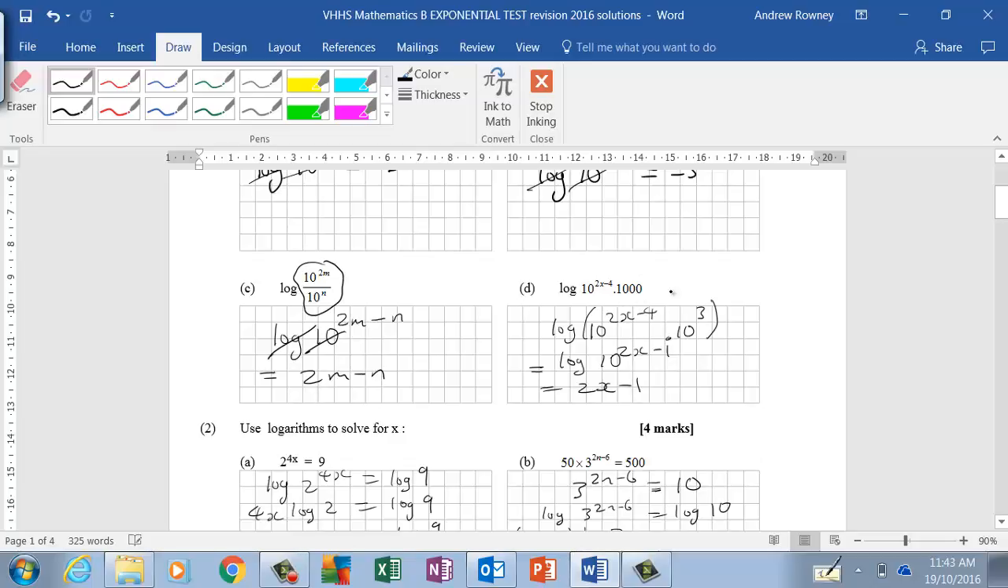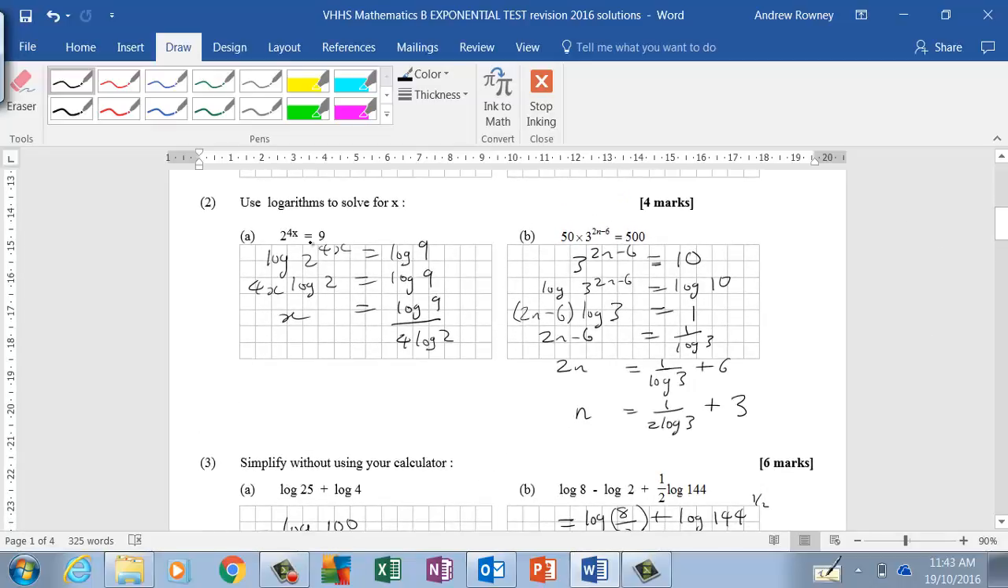Over here, the way this should be read is that there's a left bracket and a right bracket. We're doing the log of the whole thing. Now we want to combine that into 10 to the something, so that we can then cross off the log and 10. So 1,000 we're going to change to 10 cubed. And now we've got 10 to the 2x take 4, 10 cubed. When you multiply the bases, you add the powers. So minus 4 plus 3 is minus 1, and we've still got the 2x. And now the log and the 10 wipe off, and so we're left with 2x take 1.